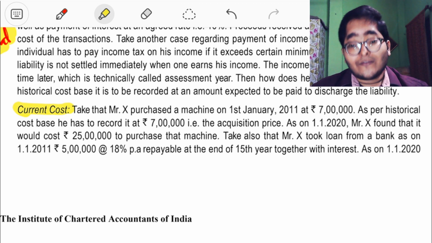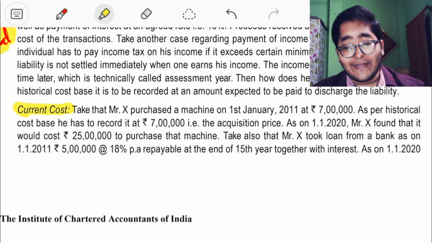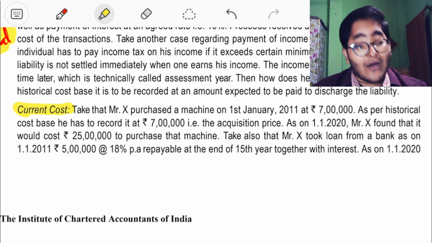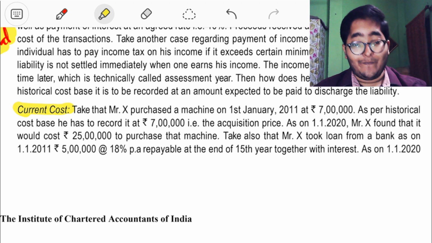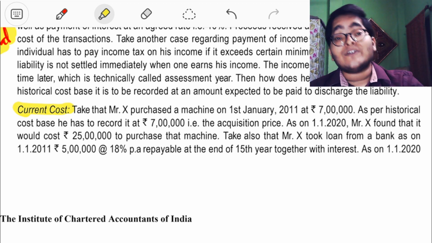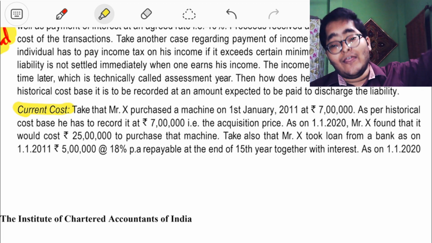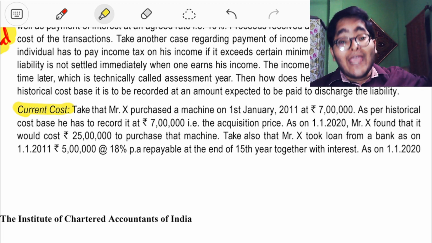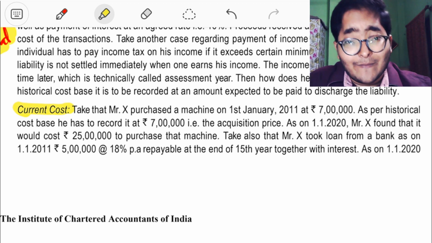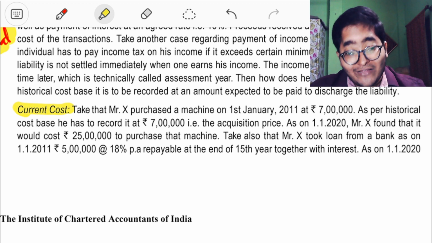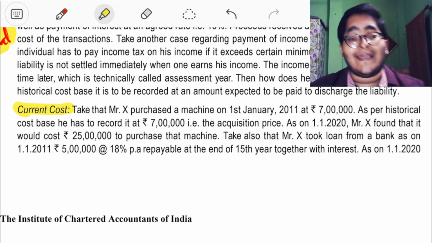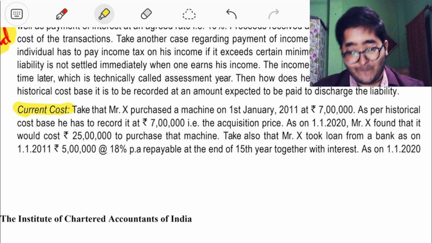As on 1st January 2020, Mr. X found that it would cost rupees 25 lakh to purchase that same machinery. The machinery which was purchased in 2011 for rupees 7 lakh. If in 2020 we purchase the same machinery or similar machinery, it would cost Mr. X rupees 25 lakh.